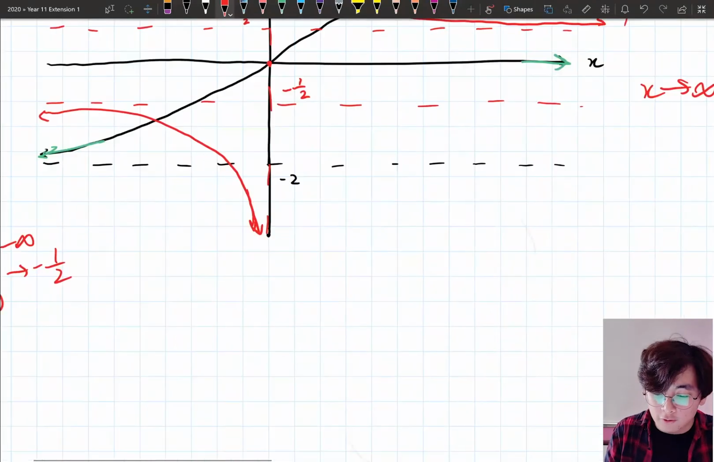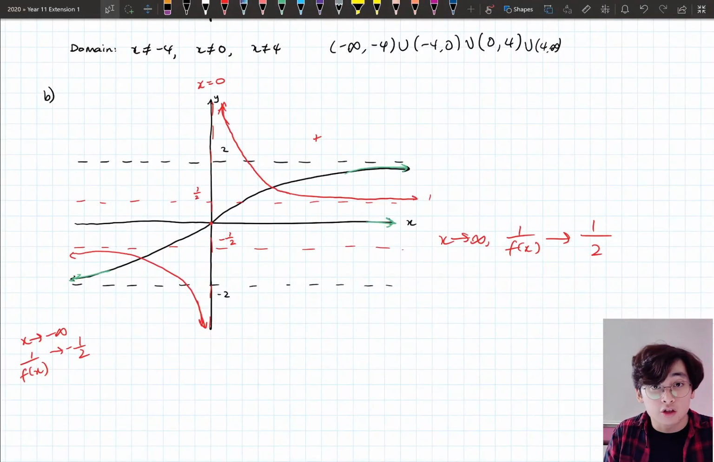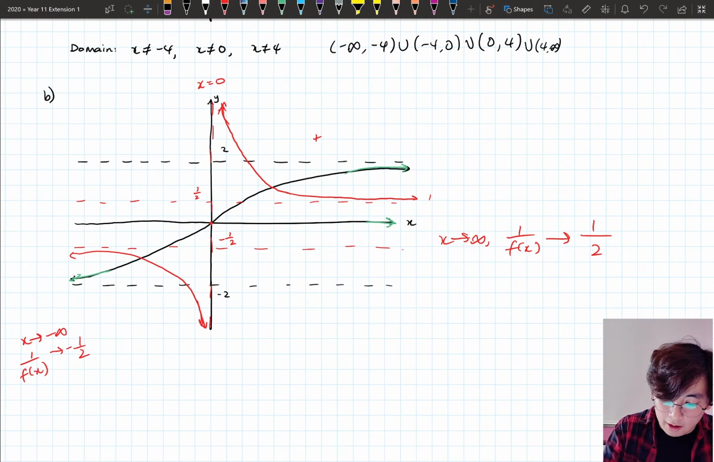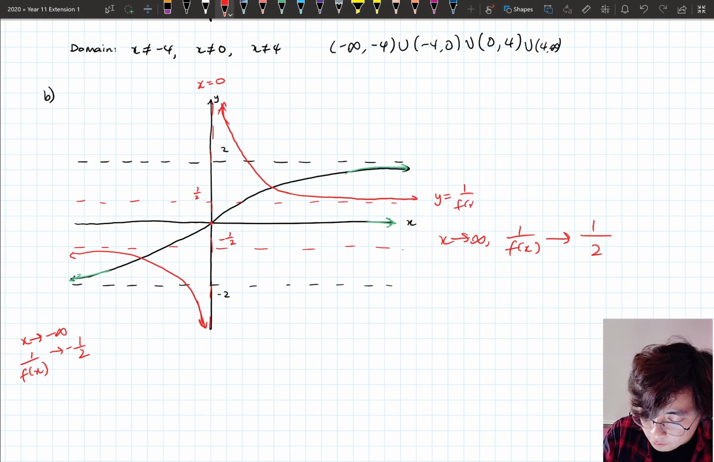If you notice, our original function in black was going towards 2 and negative 2 when x goes to infinity and negative infinity. So in the same way, it's going to go to 1 over that value. So that's what we have here in our final function. So here, this is y is equal to 1 over f of x.